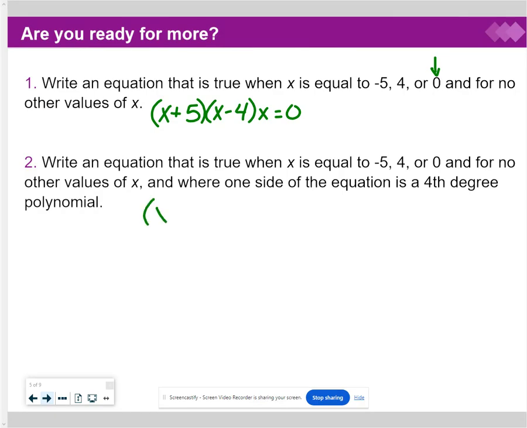So I would still keep that x plus 5 and x minus 4. And then the x, I could just write it as x squared, right? Or the x plus 5 could have been squared if the square is on the outside of the parentheses. Same thing with the x minus 4. If it's outside of the parentheses, that would work.